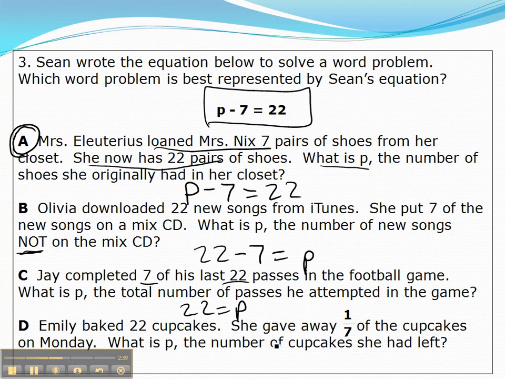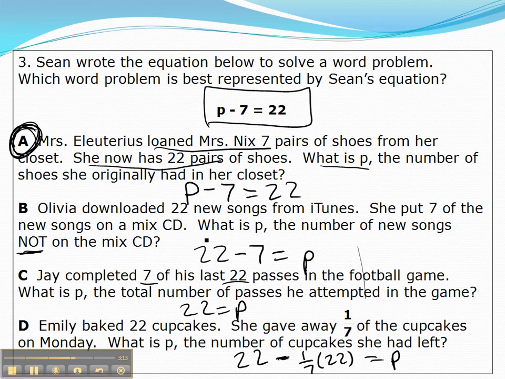Answer choice D says, Emily baked 22 cupcakes. She gave away 1/7 of the cupcakes on Monday. What is P, the number of cupcakes she had left? So she started with 22, and she gave away 1/7 of the cupcakes. 1/7 of 22 is 1/7 times 22, and that would equal P, the cupcakes she has left. But that's nothing like the equation we're looking for. So in fact, the first one was the correct answer. P minus 7 equals 22.